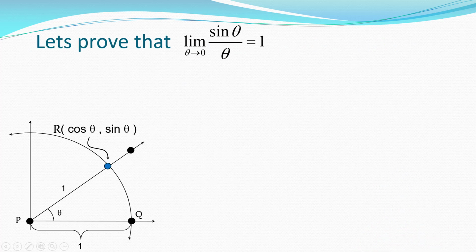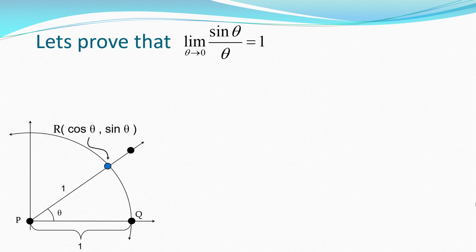Now that previous proof was just a warm-up for this one. I need to show that the limit of the sine of theta over theta as theta approaches 0 is 1. We'll need that limit for later on in a very important computation.